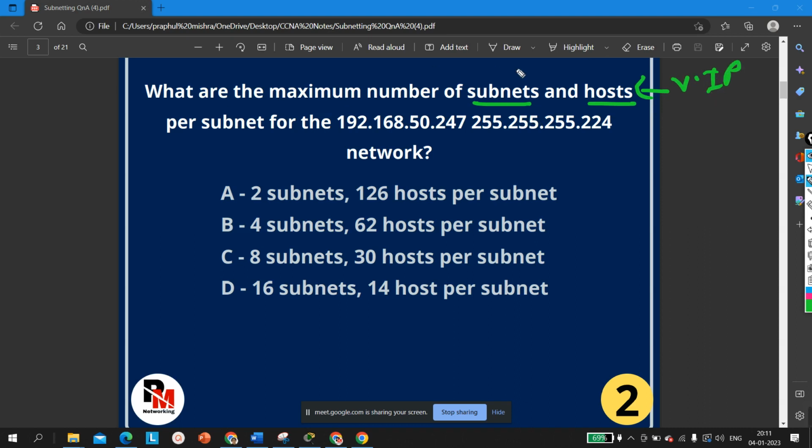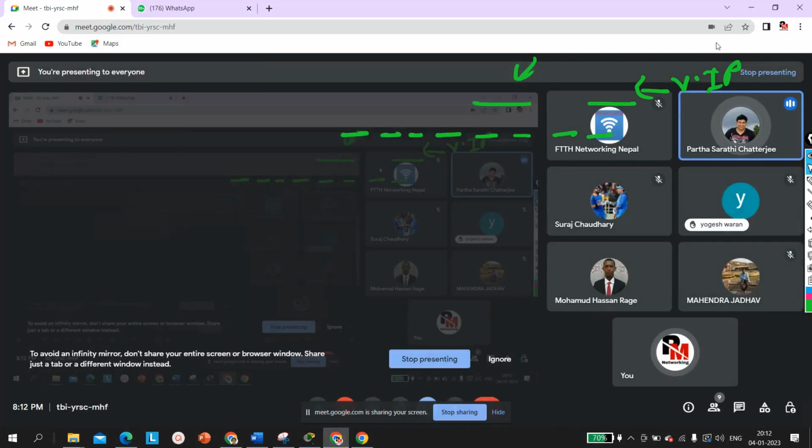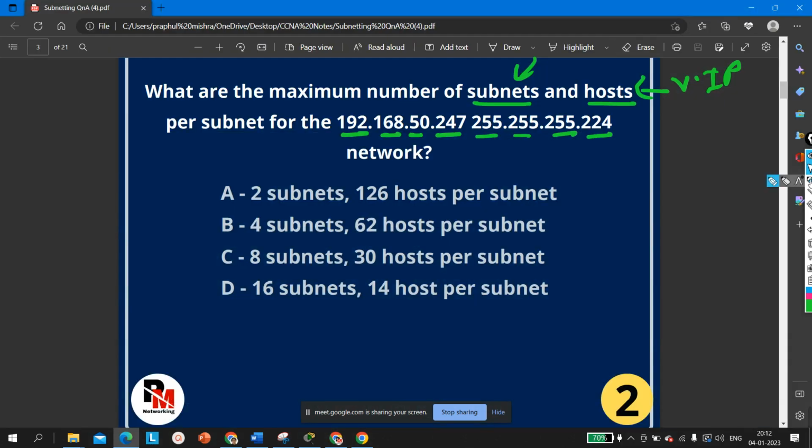This question is asking how many networks there are and how many valid hosts there are per network for 192.168.50.247 with subnet mask 255.255.255.224. So this one is your main network. Tell me which one is the right answer. Option B: four subnets. So 4 subnets and 62 valid IP addresses per subnet, right?